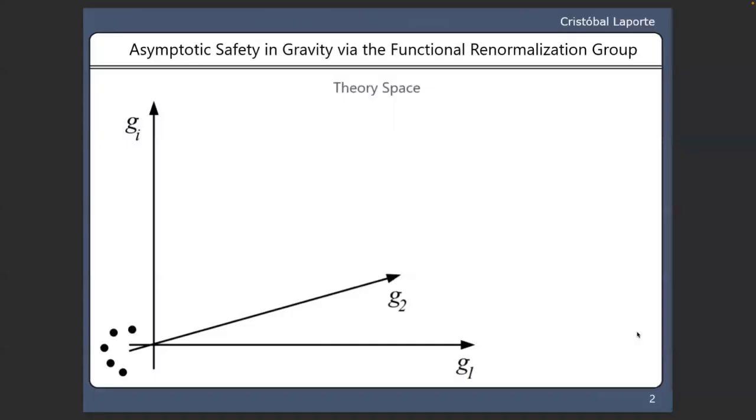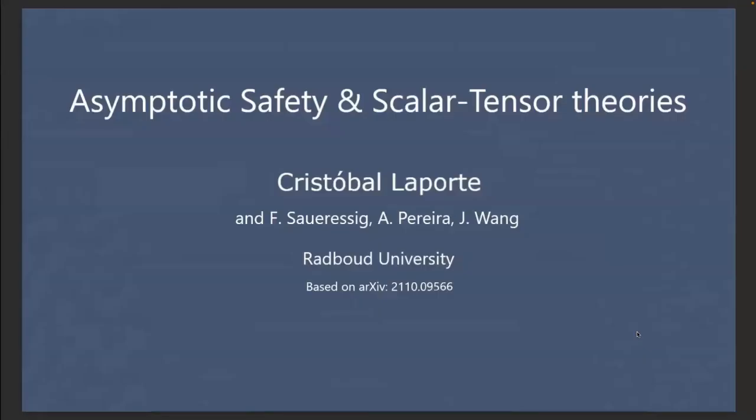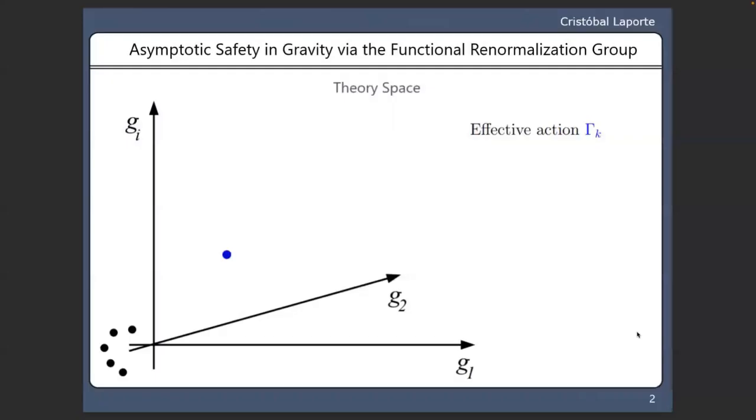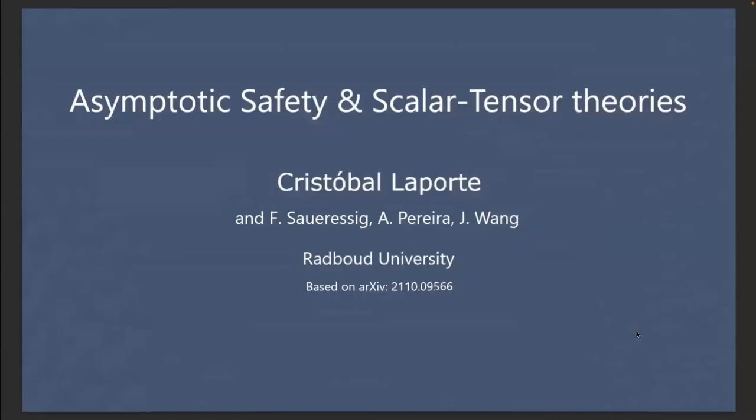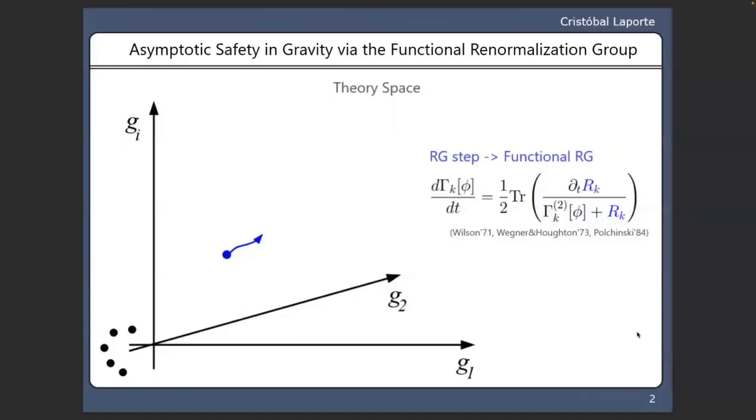So let me take a break and give you a pictorial representation of what is going on. It is useful to think in theory space as the space parameterized by the couplings associated with the operators allowed by your symmetries. Now, a single point here represents a theory parameterized by gamma k. And when you start integrating out the fluctuations, this point will move in this space, making trajectories. And one way to compute those trajectories is by using the Wetterich equation.